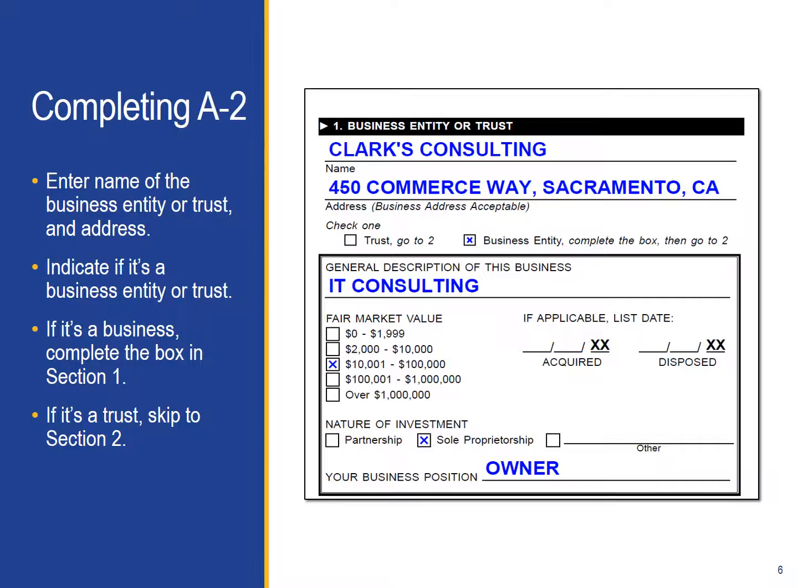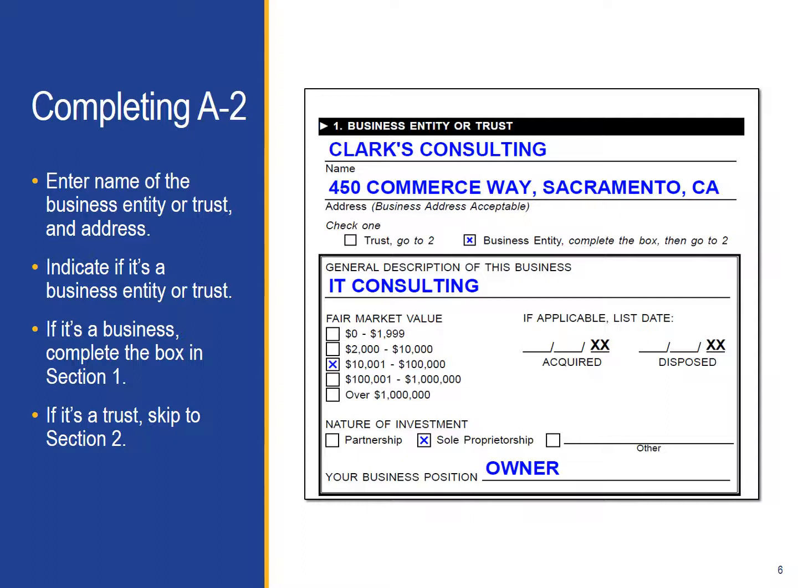If you have a reportable business or trust, you will have to complete Schedule A-2. Start by entering the name of the business or trust and indicate which it is. You may not use acronyms. Enter the address of the business or trust. We recommend that you use a business address. If you are reporting a trust, you do not have to complete the box in Section 1. Simply check the box that says Trust and move to Section 2.